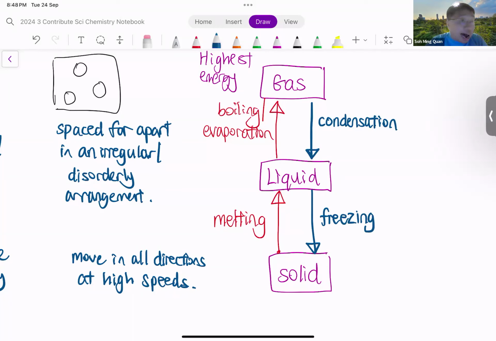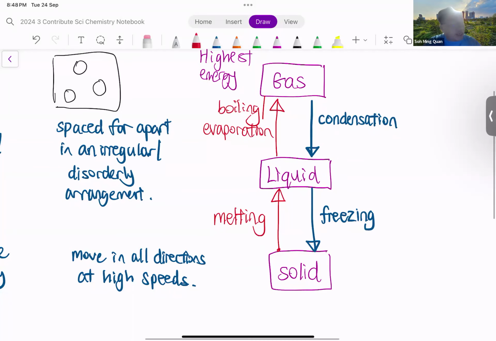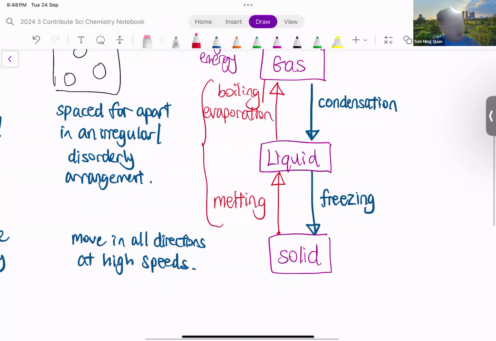So I've deliberately color-coded the arrows as red as well as blue. And there's a reason for this. You realize for melting and boiling, evaporation, the energy goes up. Now, this energy comes from the surroundings. For the energy to go up means they must have absorbed energy. So these processes take in energy. So melting, boiling, evaporation involves taking in or absorbing energy from the surrounding.